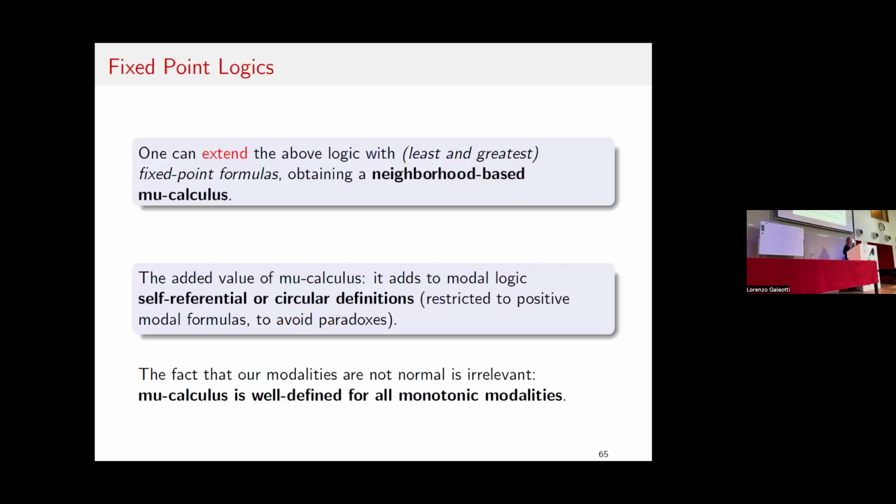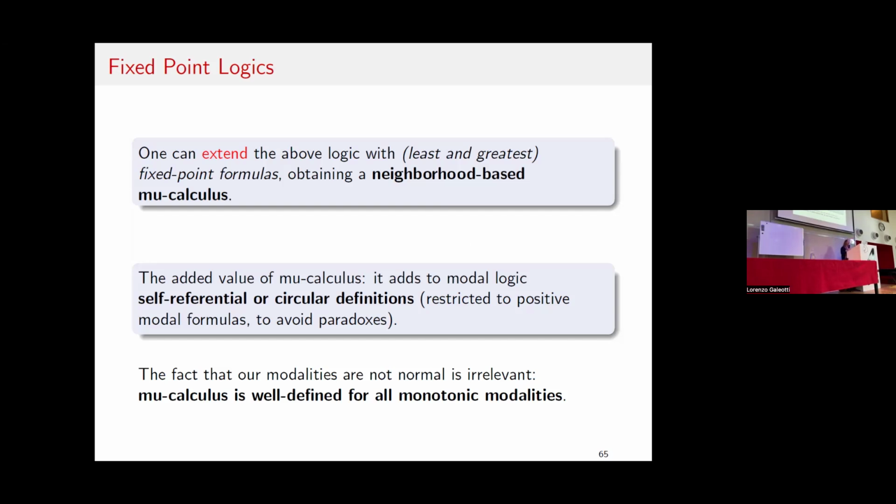Now, let's look at what happens when the model changes. So the dynamic change of the model when agents adopt new features. An initial feature Q is true somewhere in the network, and then the model keeps changing. You're being influenced by enough of your friends so that in the next stage you can adopt Q as well. So in order to do that, I'm going to extend the logic with a fixed point formula. And that leads me to a neighborhood-based type of mu calculus.